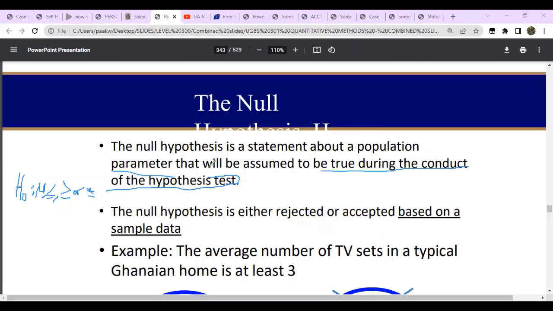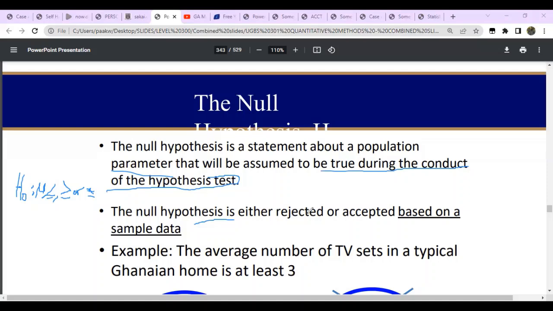So example is the average number of TV sets in a typical Ghanaian home is at least 3. So this one is an assumption, a claim. So you are now going to test whether this claim or assumption is true or false. You get it? So the null hypothesis is either rejected or accepted based on a sample data. Now, we are saying the null hypothesis is talking about the population. So you take a sample and test that hypothesis, whether it's true or false.